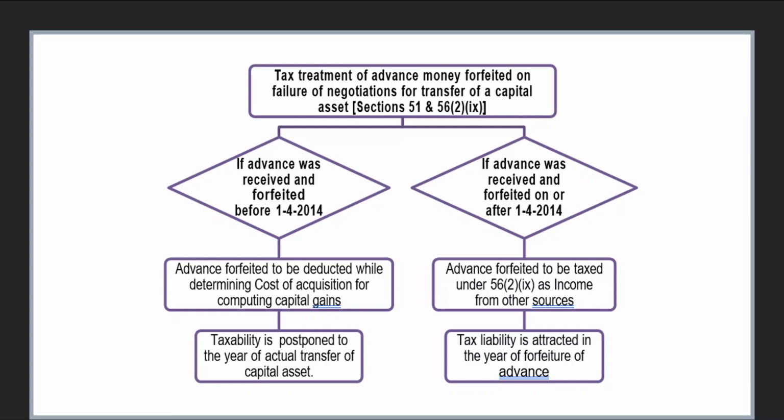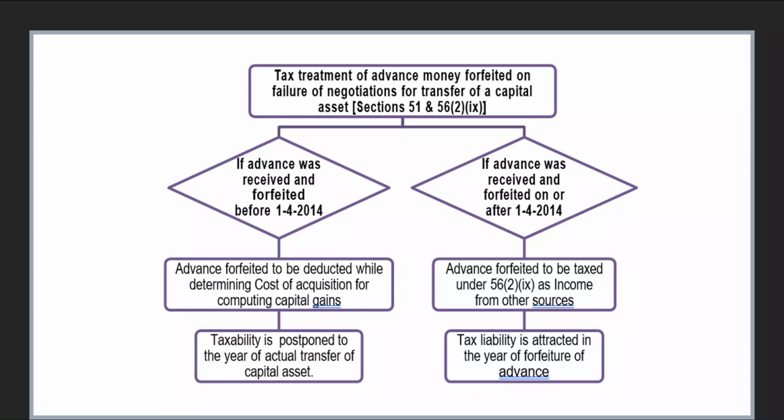Now, if that money is forfeited, it matters whether it happens before 2014 or after 2014. Of course, the current one is more important, because it has been more than 10 years since 2014. But if this had happened before 2014, the forfeited money you got, you don't have to pay any tax on it until you sell the property, and when you sell the property, your cost of acquisition will be adjusted for the token money. Suppose you sold a property for 50 lakhs, acquired at 20 lakhs, and you got 2 lakhs token money that became yours. Your cost of acquisition becomes 18 lakhs. So your capital gain will be 50 minus 18, which is 32 lakhs.